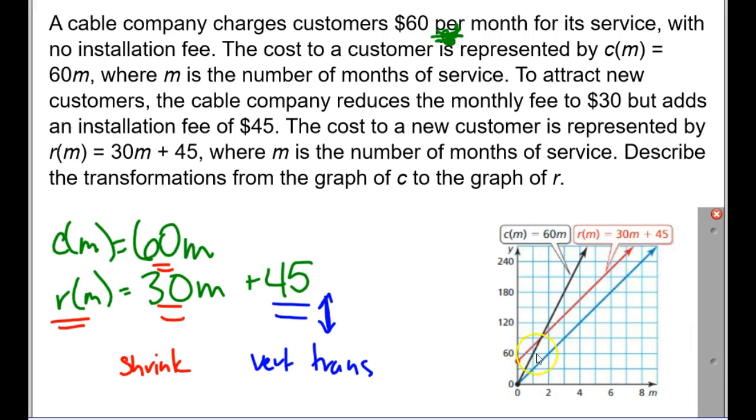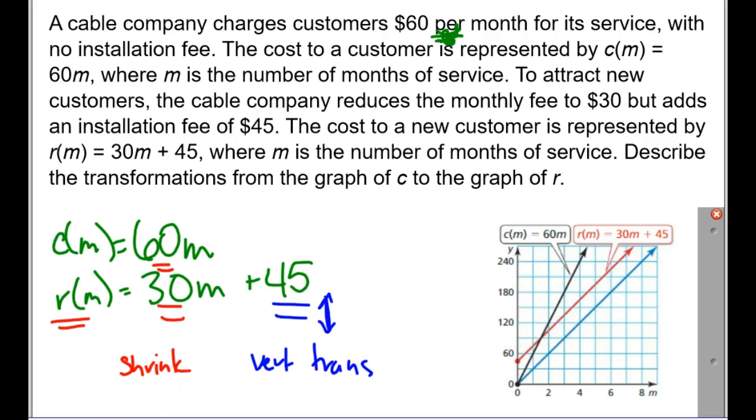So here are the graphs. The blue is just my parent, my M, if I just graphed M. The black was my first equation. The red was my second equation. So you'll see that it was a shrink, so it's a little shorter and fatter. And it's slid up 45 units. So we can take this and see what we're doing with our functions as well.